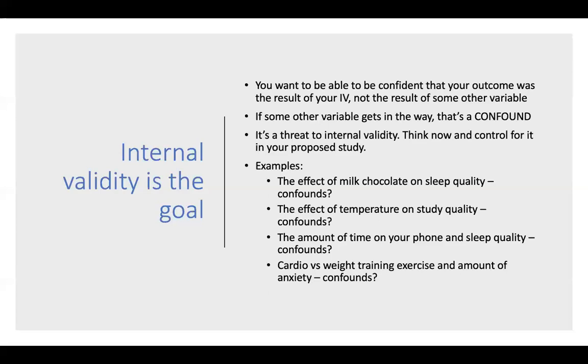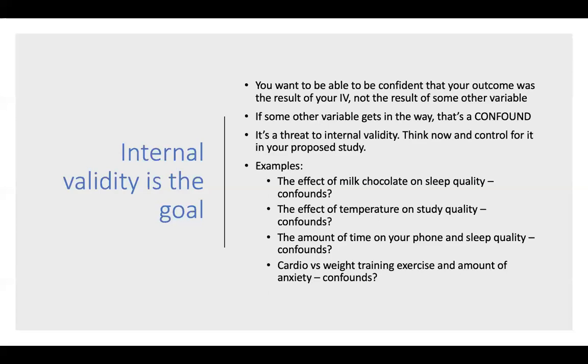Here you're controlling for a potential confound. And so you might control for it by eliminating all the people who drink caffeine. Well, that's going to make your external validity really poor, because how many people do you know that never drink any form of caffeine? Very, very few. I mean, good luck with that, right? And so you probably want to control for it.